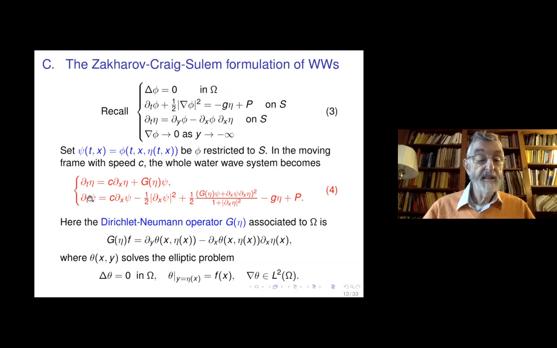And then it has this form. This you can look up in the Craig-Sullivan paper, for example. The Dirichlet-Neumann operator simply takes you from Dirichlet conditions to Neumann conditions. That's basically the normal derivative of the function theta, which is this one. Okay, so we're going to be working in this context, in these equations in red. G is gravity, P is the atmospheric pressure, constants, and C is a constant, which is the speed of propagation.